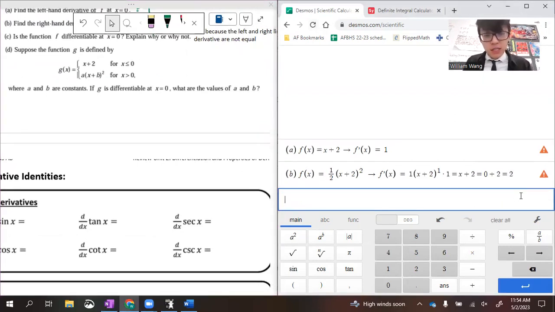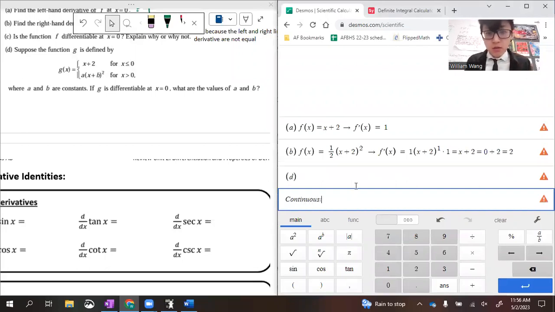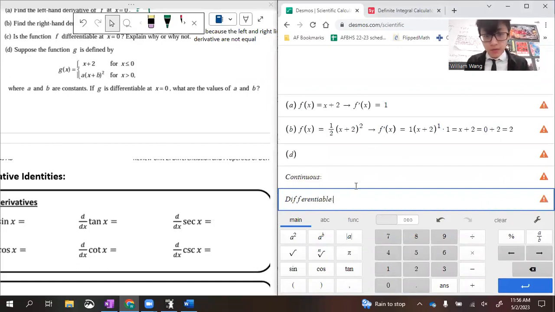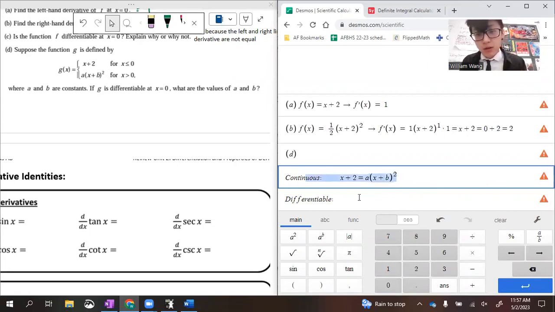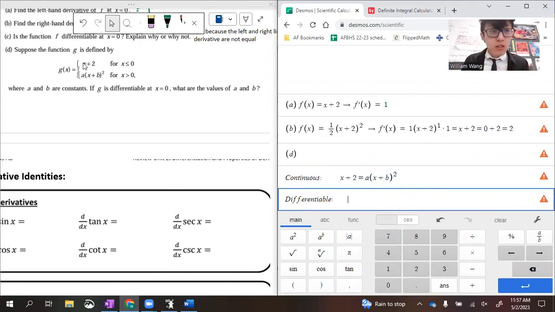Finally, we're going to go on to part D. All right. So if the function is differentiable, that means I know 2 requirements are met. Number 1, it's continuous, and also it is differentiable. Right. So if it's continuous, that means the left and right functions, or the left and right limits, are equal to each other. So that means I can set x plus 2 equal to (ax plus b) squared. Right. I would write limits, but basically these two are equal to each other. All right. Differentiable means the derivative of the left. So the derivative of x plus 2 is just 1.